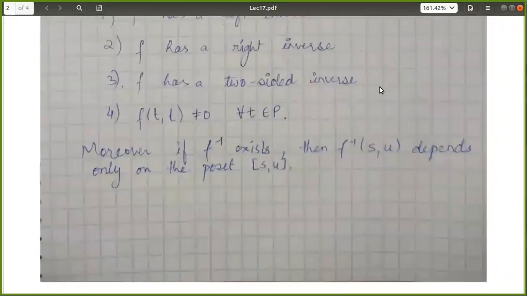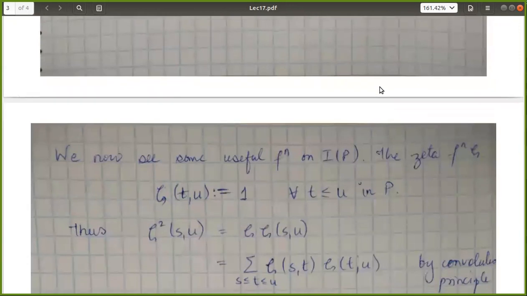So this we have seen. Now we see some useful functions on the incidence algebra. So we first define the zeta function. So zeta of TU is defined to be 1 for every T less than or equal to U.